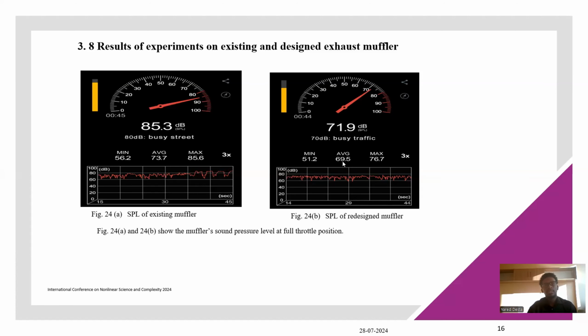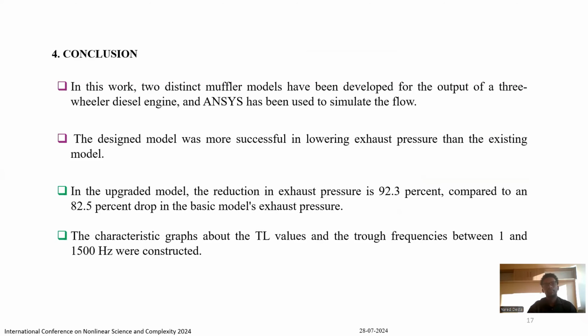Moving on to the conclusion, the design model was more successful in lowering exhaust pressure than the existing model. As we have seen, the exhaust pressure drop in the designed muffler is around 92.3%, but in the existing model, the pressure drop is 82.5%.